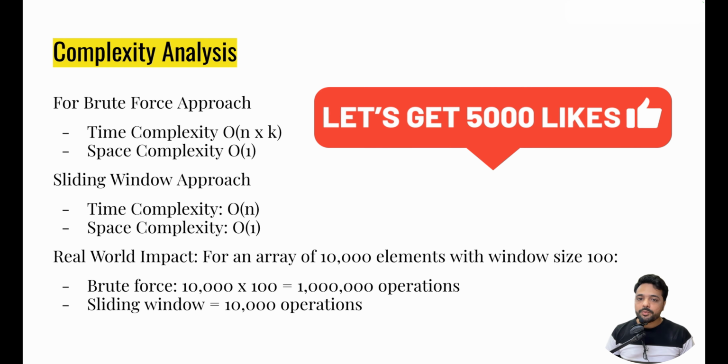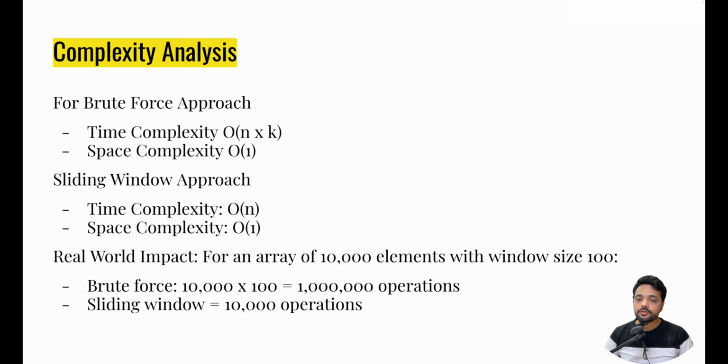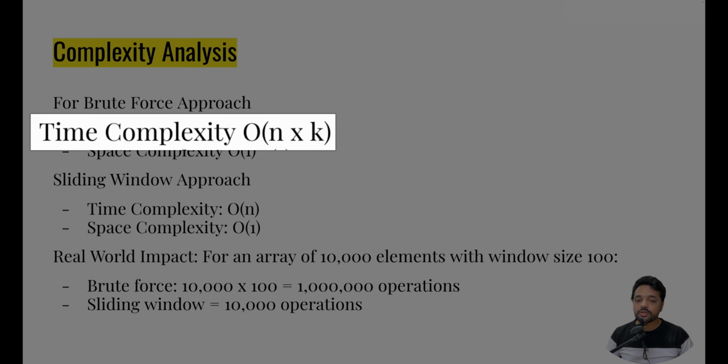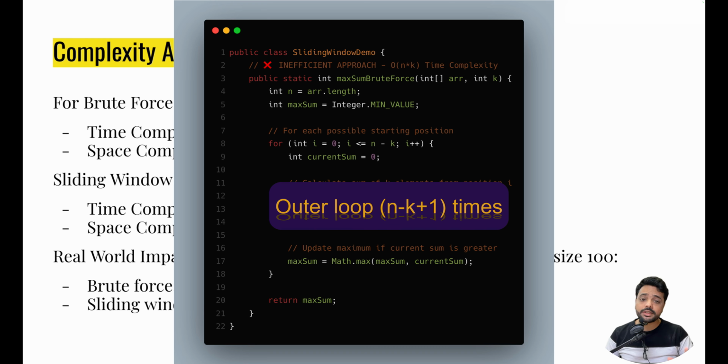Alright team, this is where we put on our performance analyst hats and see exactly why sliding window is absolutely crushing the brute force approach. Get ready for some mind-blowing numbers. For brute force approach, time complexity was O of n times k. Remember our outer loop? It runs n minus k plus 1 times. That's how many starting positions we have.